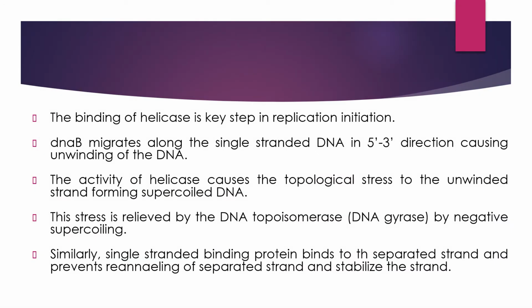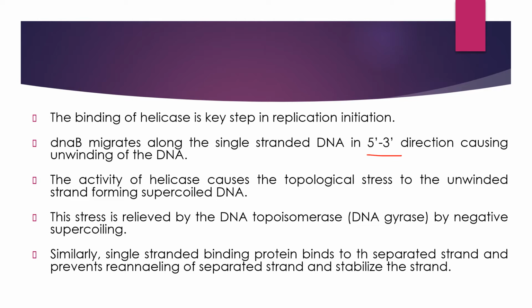The binding of helicase is the key step. DnaB migrates along the single-stranded DNA in 5' to 3' direction, causing the unwinding of DNA. Okay, so helicase will move along the single strand in 5' to 3' direction. The activity of helicase causes topological stress to the unwound strand, forming a supercoiled DNA.